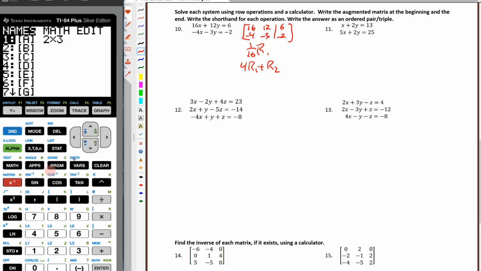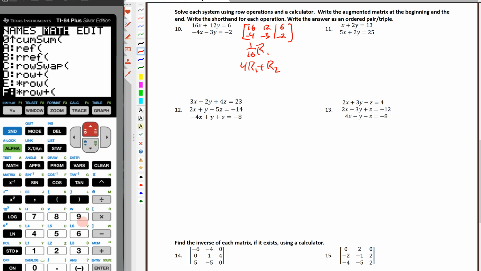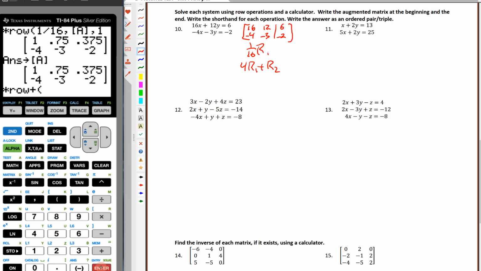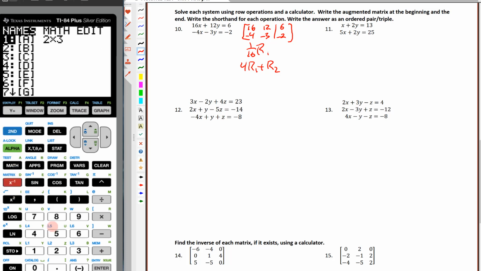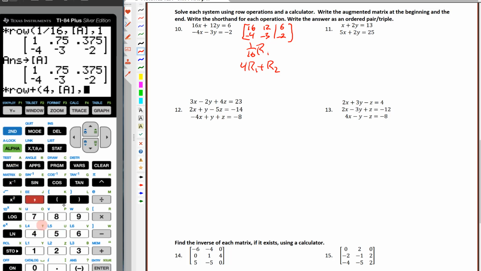So we're going to hit second matrix, come over here, hit the up arrow. F is the times row add command. We're going to multiply by 4, comma, the name of the matrix is A, we're going to grab that, and we want to multiply row 1 and we want to add it to row 2. Double check, make sure I've got that in there the right way. Looks pretty good, so I'm going to go ahead and store that, and again I can just hit second enter a couple times, store that, and you'll notice that I've got a 0, 0, and a -0.5. So we're done at this point.